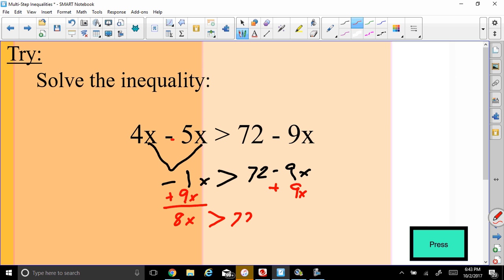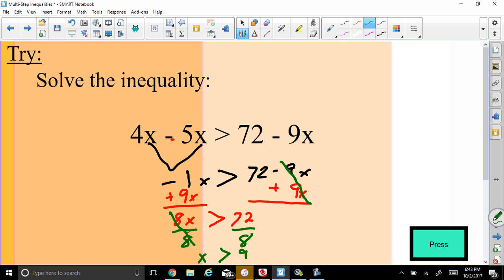Bring that down. Over here we had the 9x canceling each other out, so let's cancel them out. Now let's solve this for x. Divide by 8. Divide by 8. The 8's will cancel out, leaving us with the x and the greater than symbol, 9. So x is greater than 9.